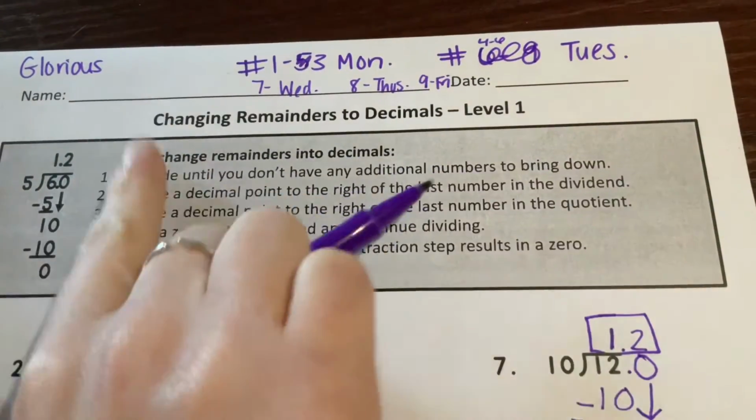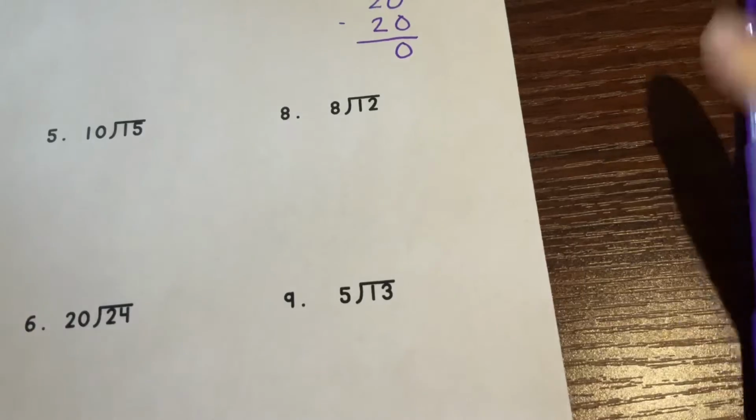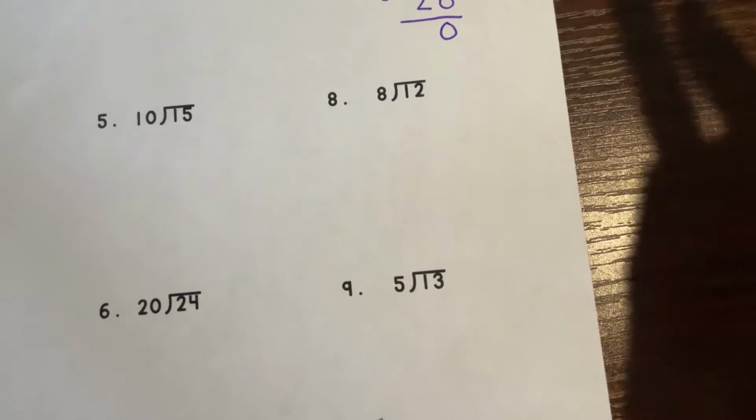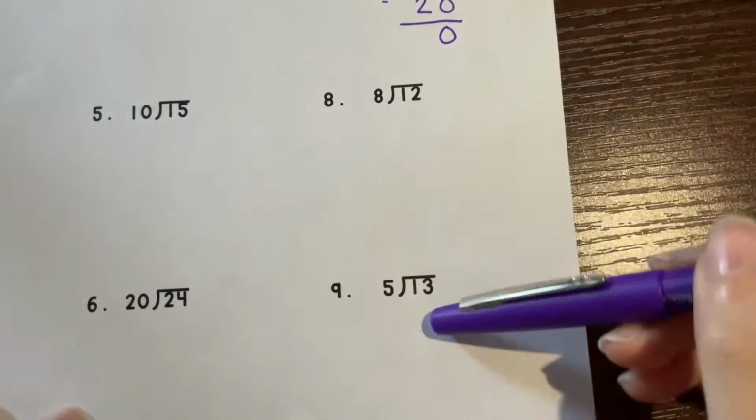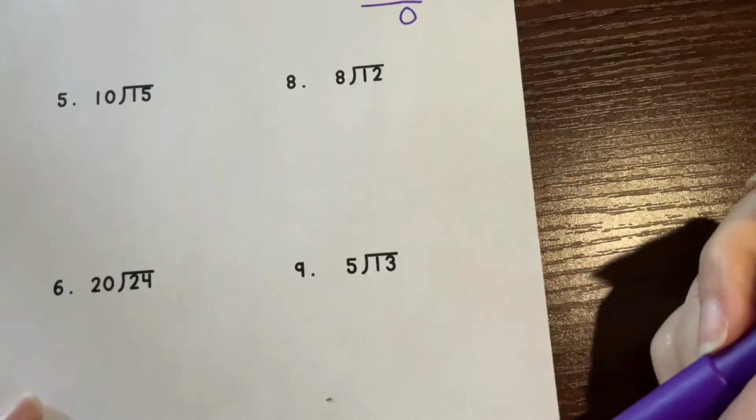So what I need you to get out is this page, changing remainders to decimals. If you have already completed numbers 8 and 9, then you have not been following directions, and I want your neighbor to shame you. Shame, shame, shame. You should not have worked on these two. Up to 7 should be completed. That is it.